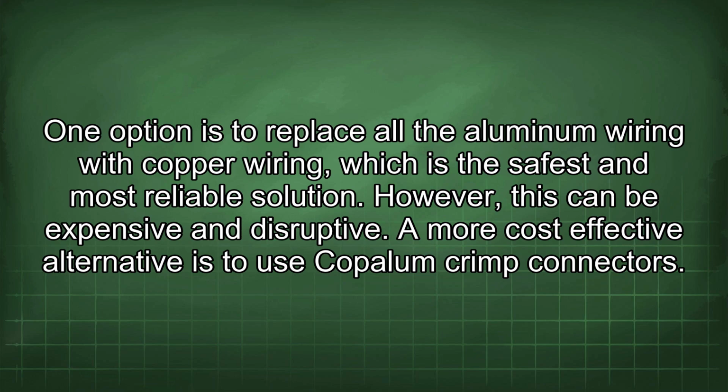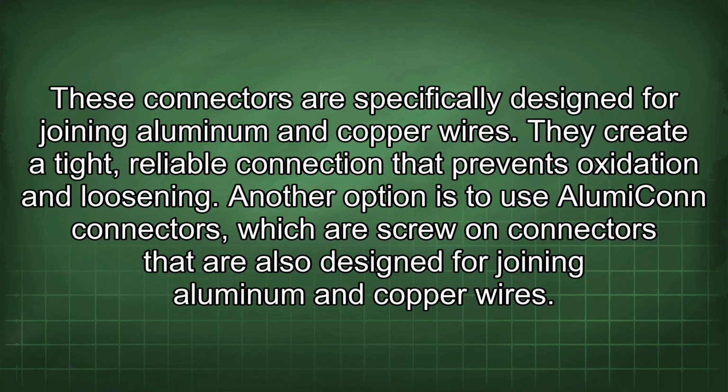One option is to replace all the aluminum wiring with copper wiring, which is the safest and most reliable solution. However, this can be expensive and disruptive. A more cost-effective alternative is to use copolymer crimp connectors. These connectors are specifically designed for joining aluminum and copper wires. They create a tight, reliable connection that prevents oxidation and loosening.